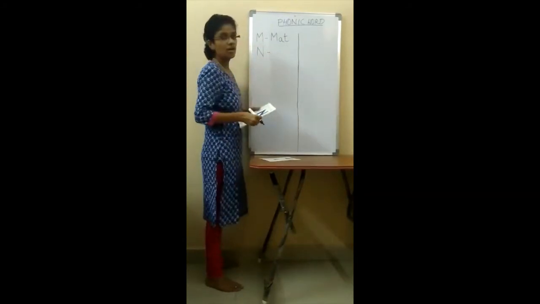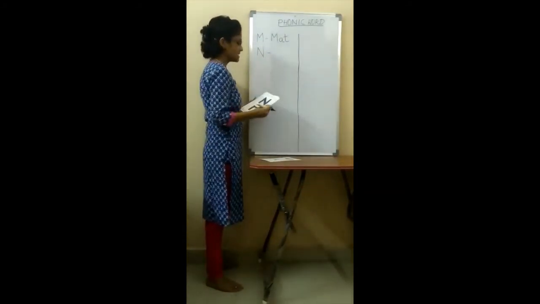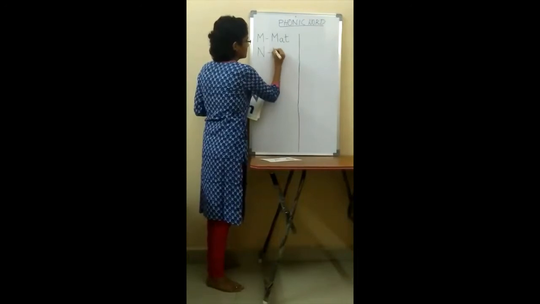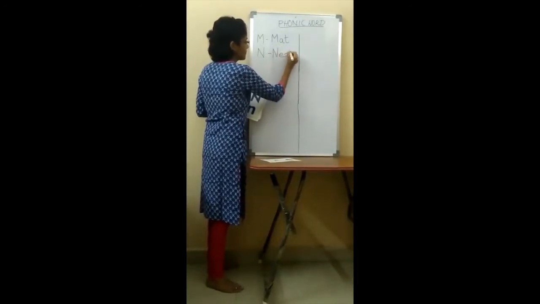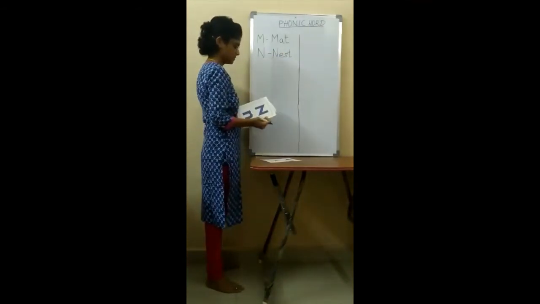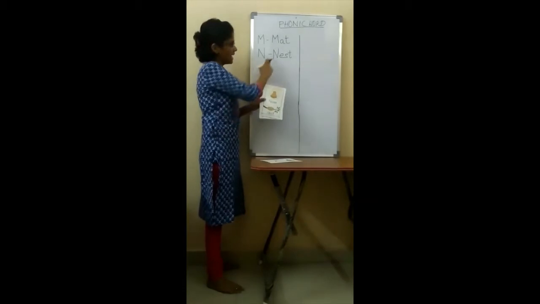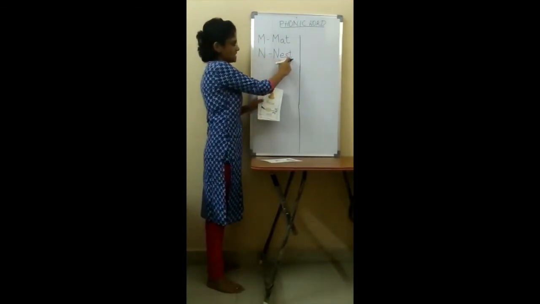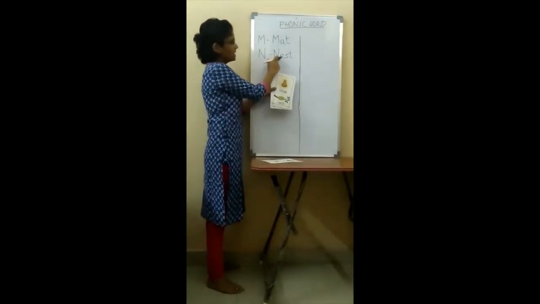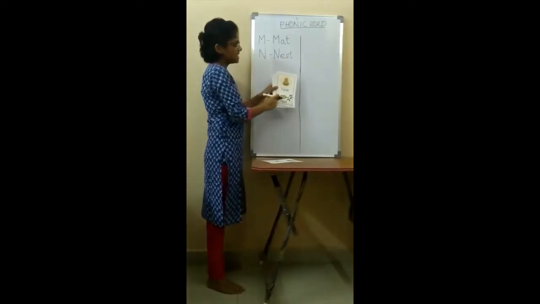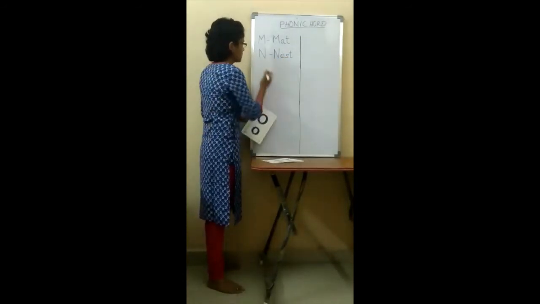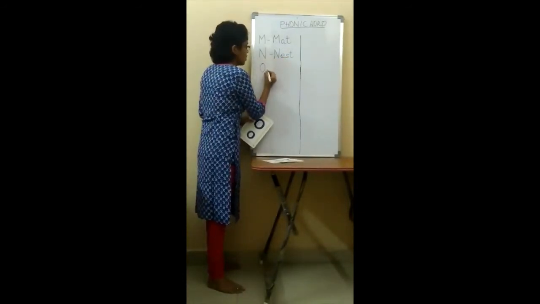What is N for? Nest. N E S T, nest. The next letter is O.